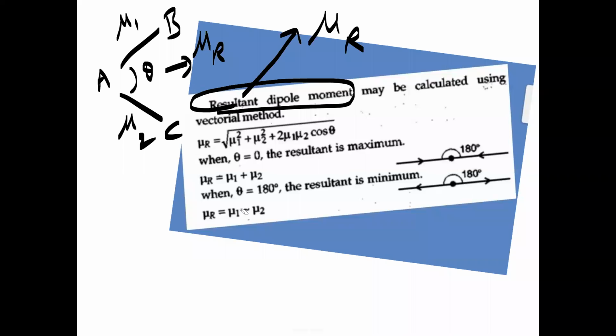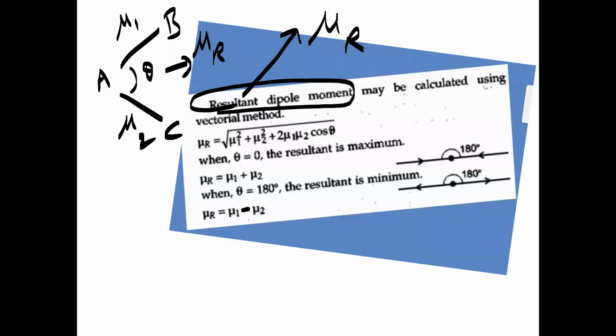Mu1 minus mu2. Is that clear? Mu1 minus mu2 we take. Like this, the resultant dipole moment can be calculated by using the vectorial method. Let's take the screenshot of this one. You'll be given the mu1 value, the mu2 value, and you'll also be given the theta value.